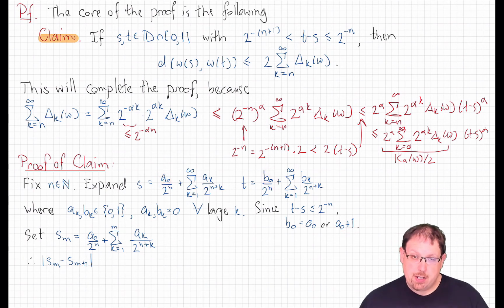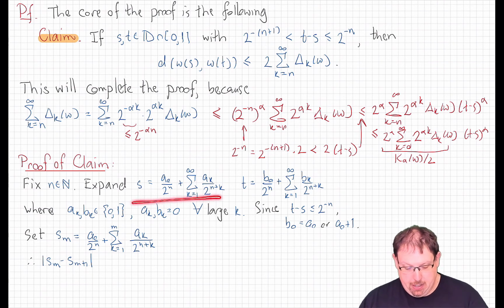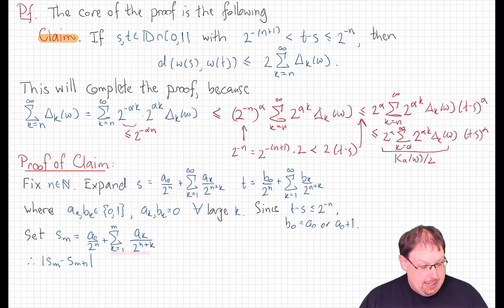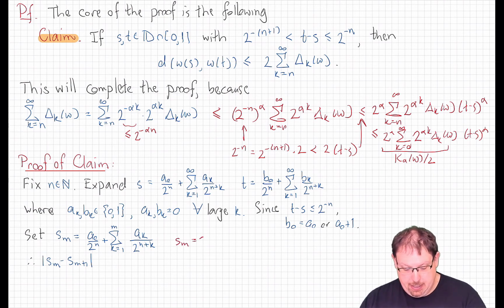All right, the trick is going to be to truncate these two sequences. Let's just work with the S sequence for now. Let's define S_m to be this binary expansion truncated at level m. Of course, what we know then, since S is a dyadic rational, is that S_m is equal to S for all large enough m.